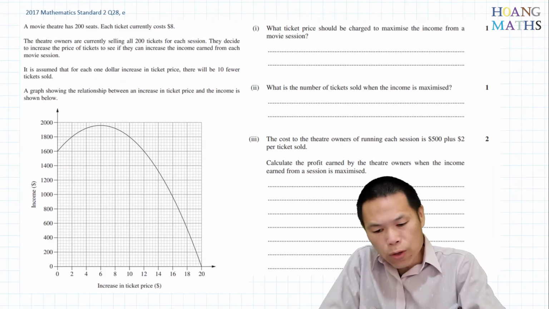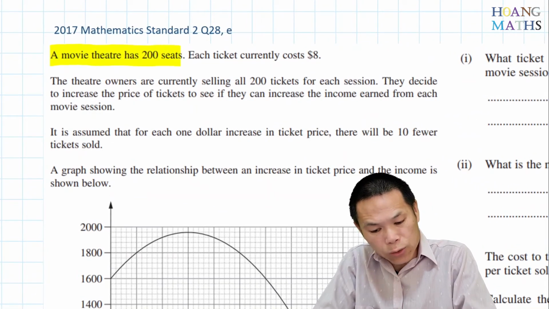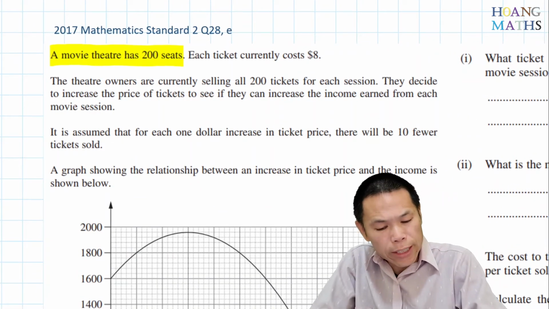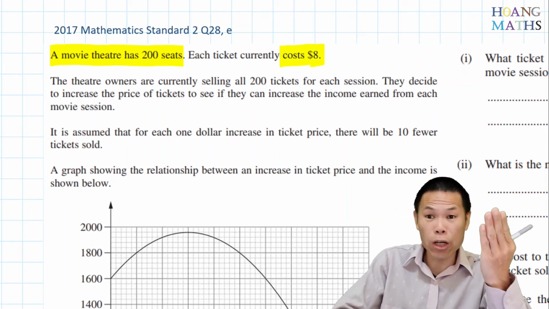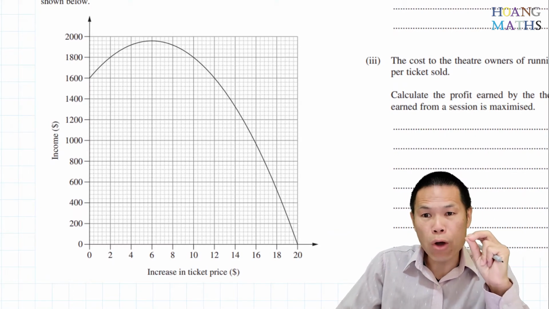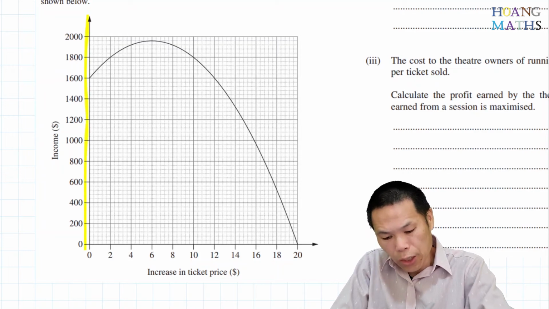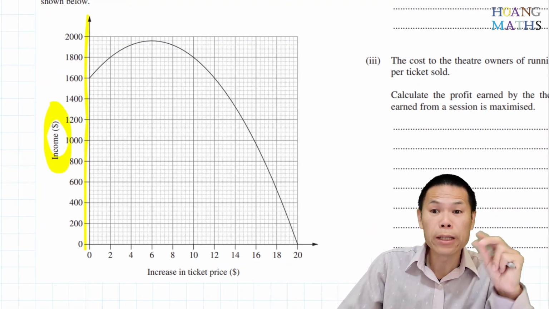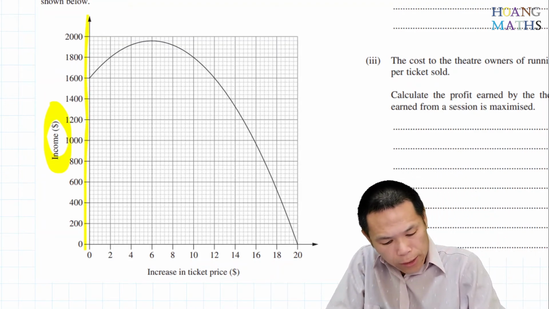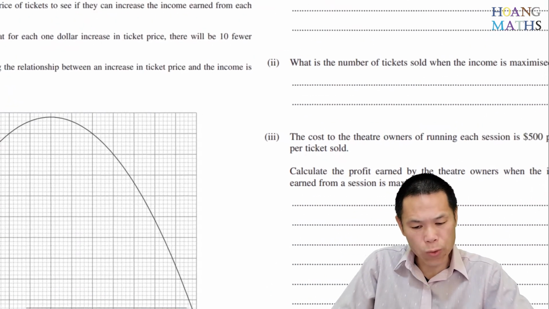First of all, very important that we need to know the movie theater has 20 seats. Currently, at the moment, the cost of the ticket is $8 per ticket. And the graph shows the income when the price of the tickets increases. The vertical axis shows the income when the price is increased. So this is the price increase, horizontally. Now let's answer the questions.